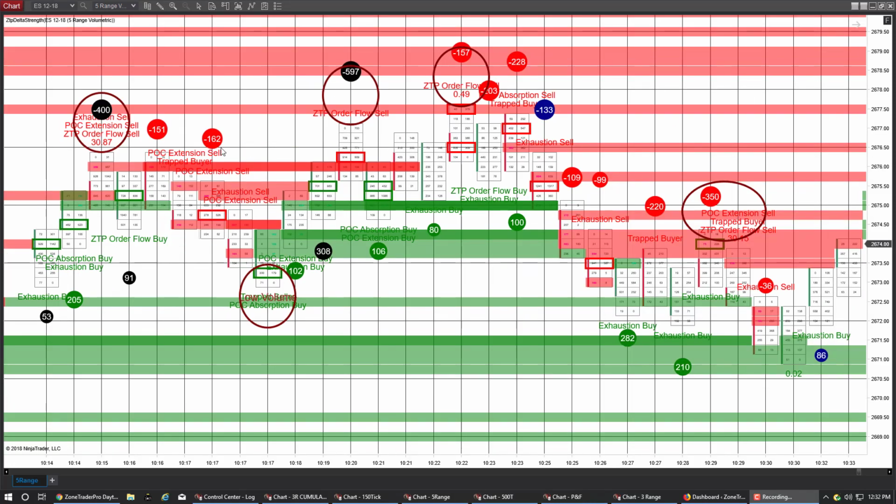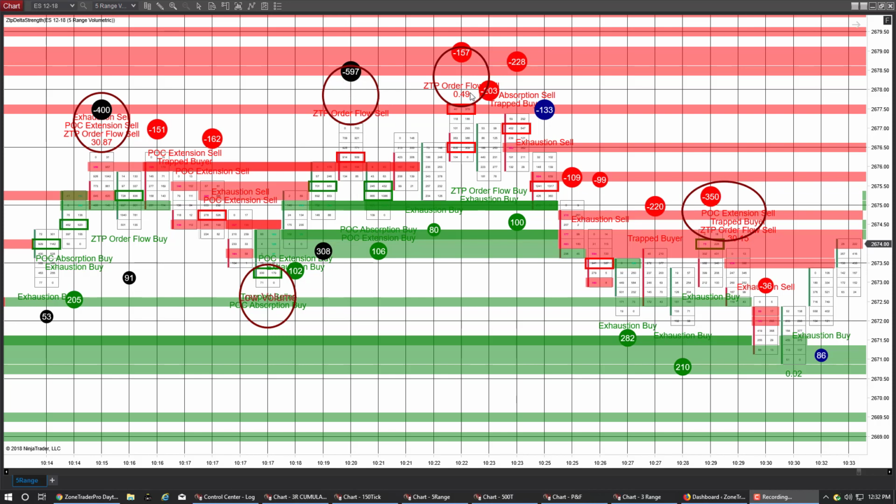Now we take a look at the 5 range chart, and we see that at the first trade we had excellent order flow signals with an exhaustion, a POC extension, and a ZTP order flow, the 3 strongest signals that I have, along with a large trader that came in and sold 400 contracts. Down here at the low, we again see the POC absorption signal being given. However, we did not have any large buyers coming in until over here, which again justifies the reason why we probably didn't want to get involved in that trade.